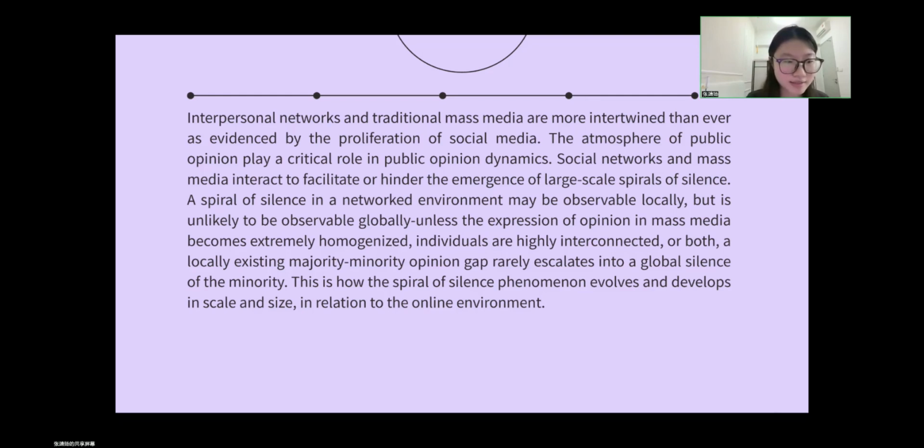So the expression of opinions in mass media becomes homogenized from the localized existence of a majority-minority opinion gap. It becomes a global silence of the minority. This is the evolution and the development associated with the online environment.